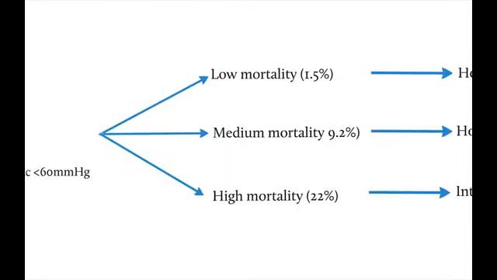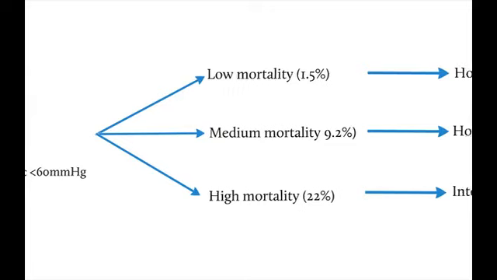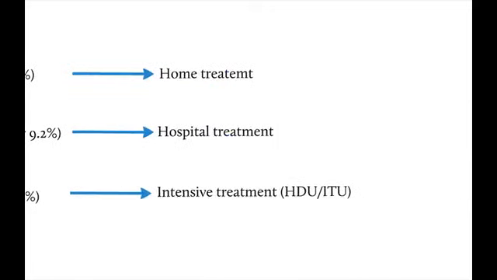If they're low risk, they've got a low score, there's a low mortality, 1.5%. If they get a medium score, then they get 9.2%, and a high mortality of 22% if they've got a high score. And it impacts on what we do about it. Some people with a low score, because there's a low mortality, could probably be okay at home.